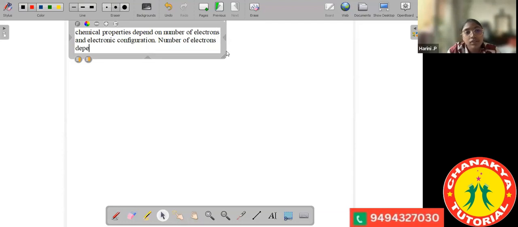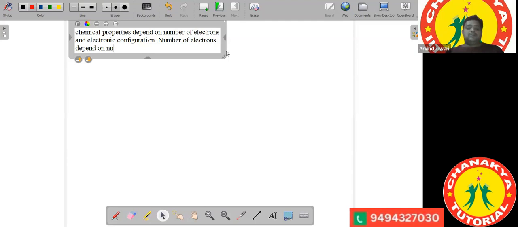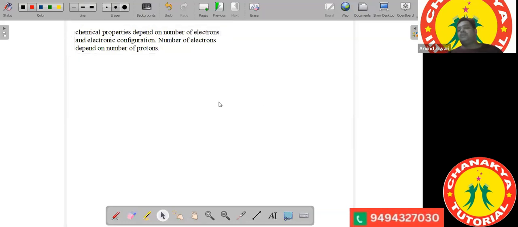So the number of electrons and protons are the same, right? They depend on the number of protons. So what is important inside the atom is protons. If you know the number of protons, you can predict its number of electrons, you can predict its chemical properties, everything can be predicted about the atom, right? So we will be discussing this; the number of protons is very important for us, since the atom overall is neutral.